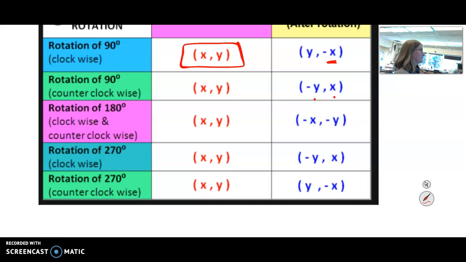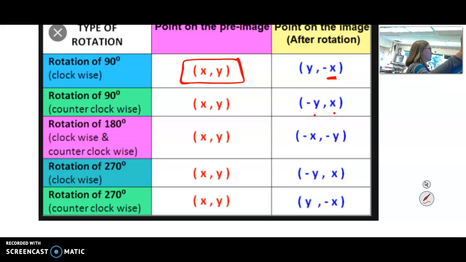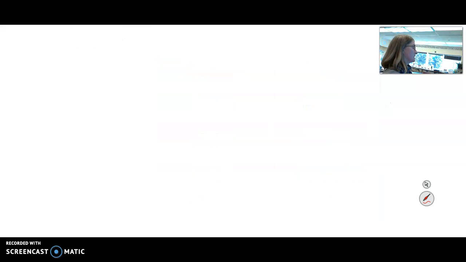If you go 270 degrees clockwise, it's the same as going 90 degrees counterclockwise. And if you go 90 degrees counterclockwise, it's the same thing as going 270 degrees clockwise. And then same thing with the counterclockwise rotation. If you go 270 degrees counterclockwise, it ends up being the same rotation as 90 degrees clockwise. Okay, so that is that.